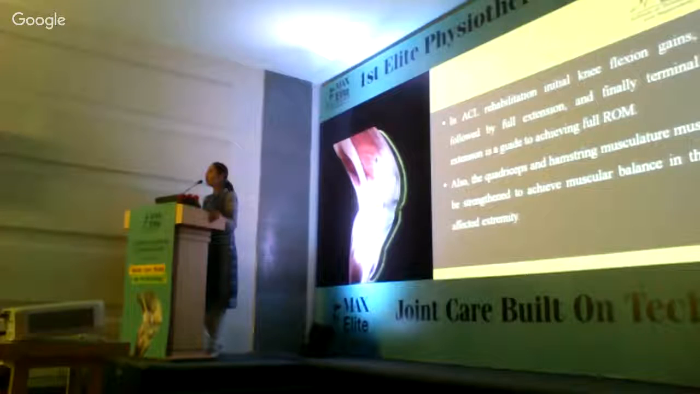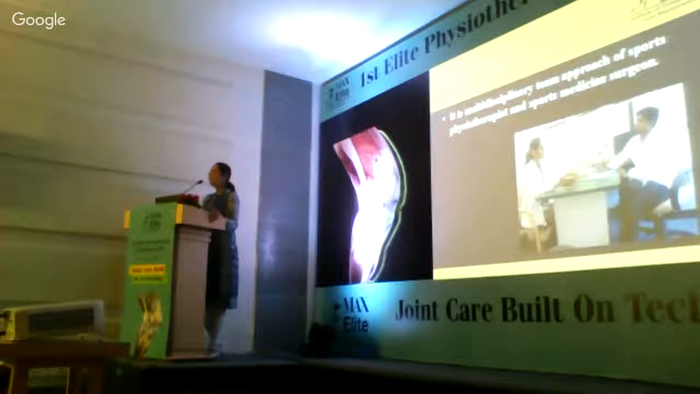The same thing, flexion gains and extension, terminal knee extension, already mentioned. Last, a very important point: a multidisciplinary team approach of sports physiotherapists and the sports medicine surgeon. Only the sports medicine surgeon will tell you when a weight restriction is there. Suppose ACL reconstruction is done but a meniscal repair is also there, so there are some weight restrictions and the rehabilitation plan will completely differ. That is the role of the sports surgeon, which helps the sports physio plan the protocol accordingly. Thank you so much.